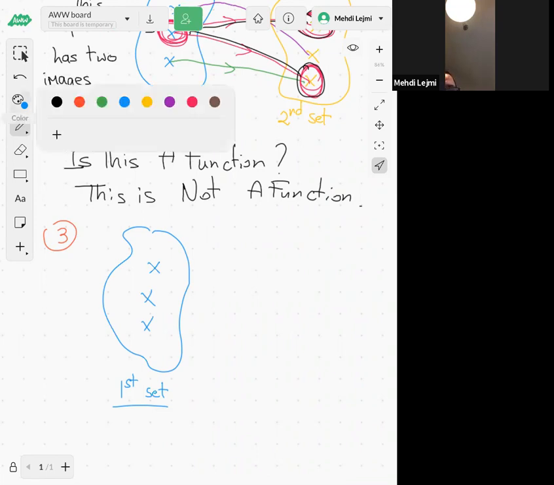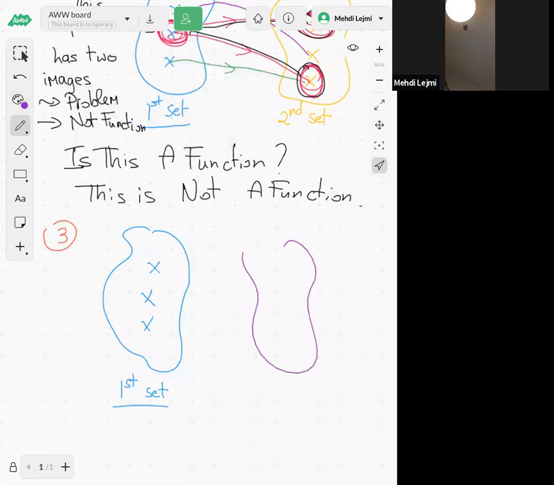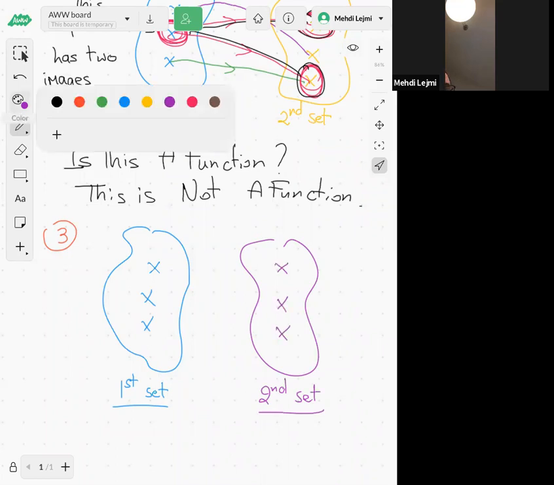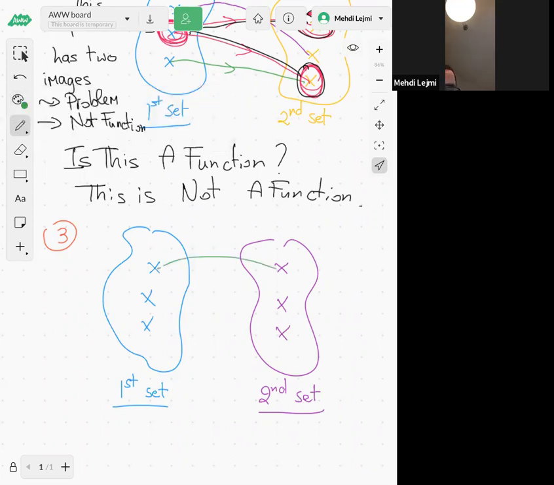So here's my second set, with 3 points. All right, guys, so let's see. Let me use green. So this one here, let's say it goes here. The second point goes here, and the third point goes here in the second set.